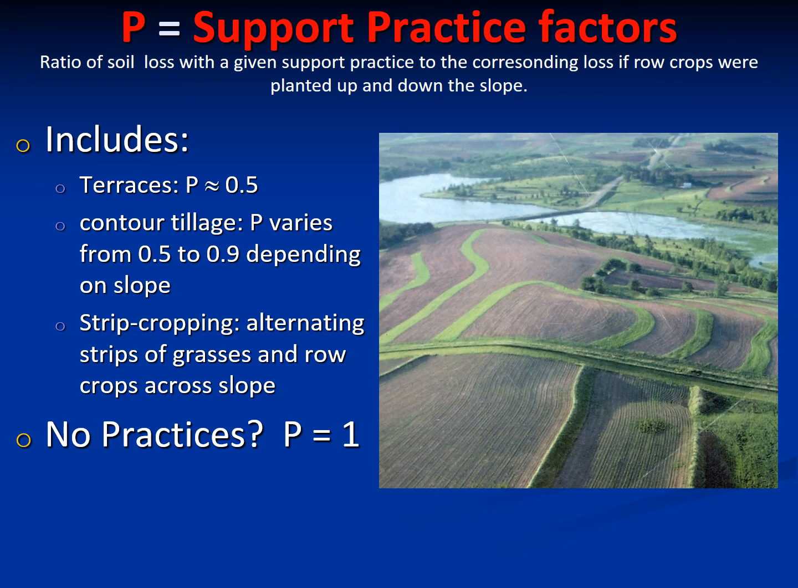Support practice factors help diminish erosivity. This is calculated as the ratio of soil loss with a given support practice to the corresponding loss of row crops, as if they were planted up and down the slope. This includes terraces, which have a value of about 0.5, contour tillage, which has a value of 0.5 to 0.9 depending on the slope, and strip cropping, which basically has alternating strips of grass and row crops across the slope. And if there's no practices, then it gets a value of 1.